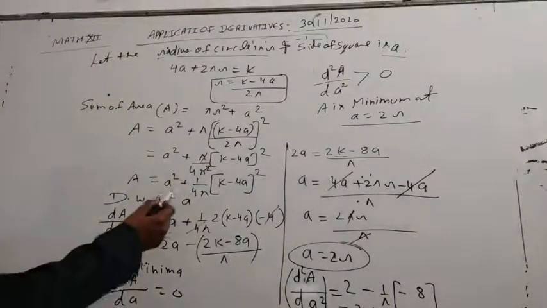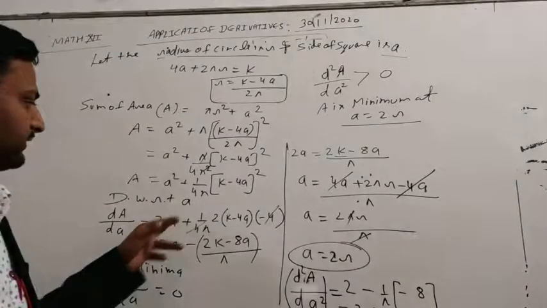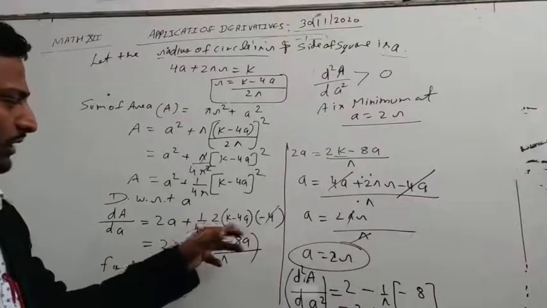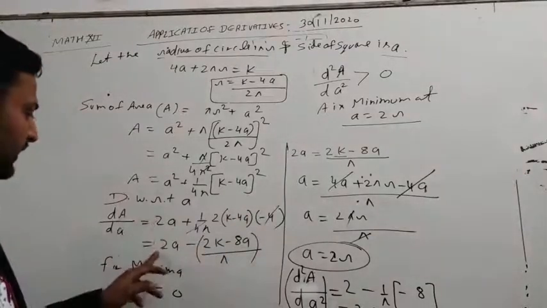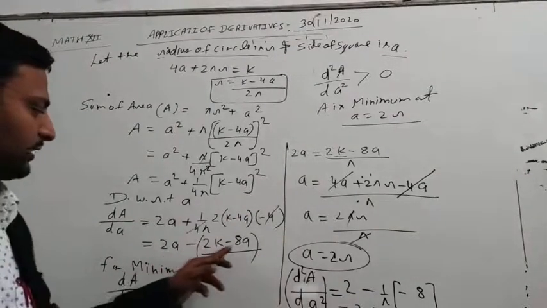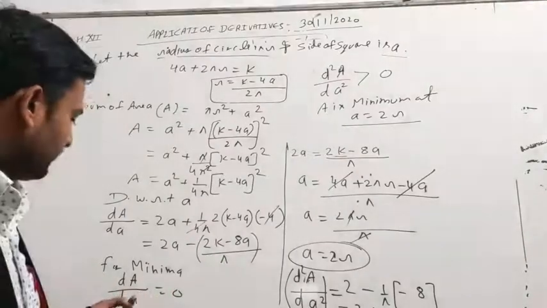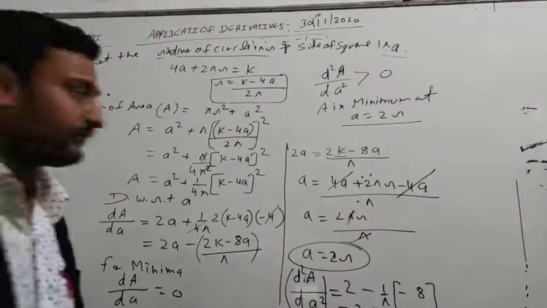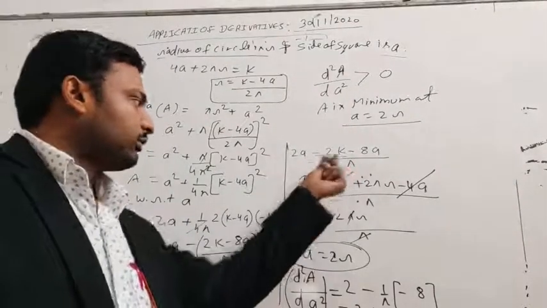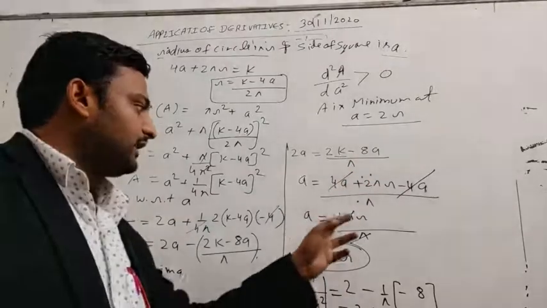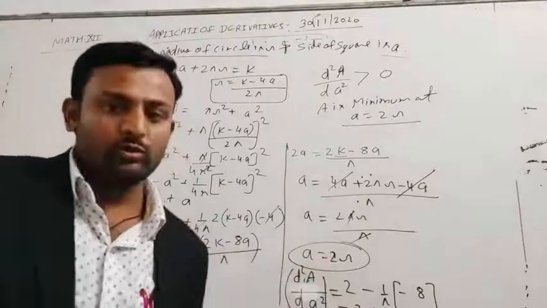Now we will differentiate this with respect to a. We are getting here 2a plus 1 by 4 pi times 2(k minus 4a) times minus 4. Now it will be cancelled. After cancellation we get 2a minus 2(k minus 4a) by pi. For minima or maxima, you know that we always use the first derivative equal to 0. So from here, after putting the value of k, our a is 2 pi r by pi. So our a is 2r.